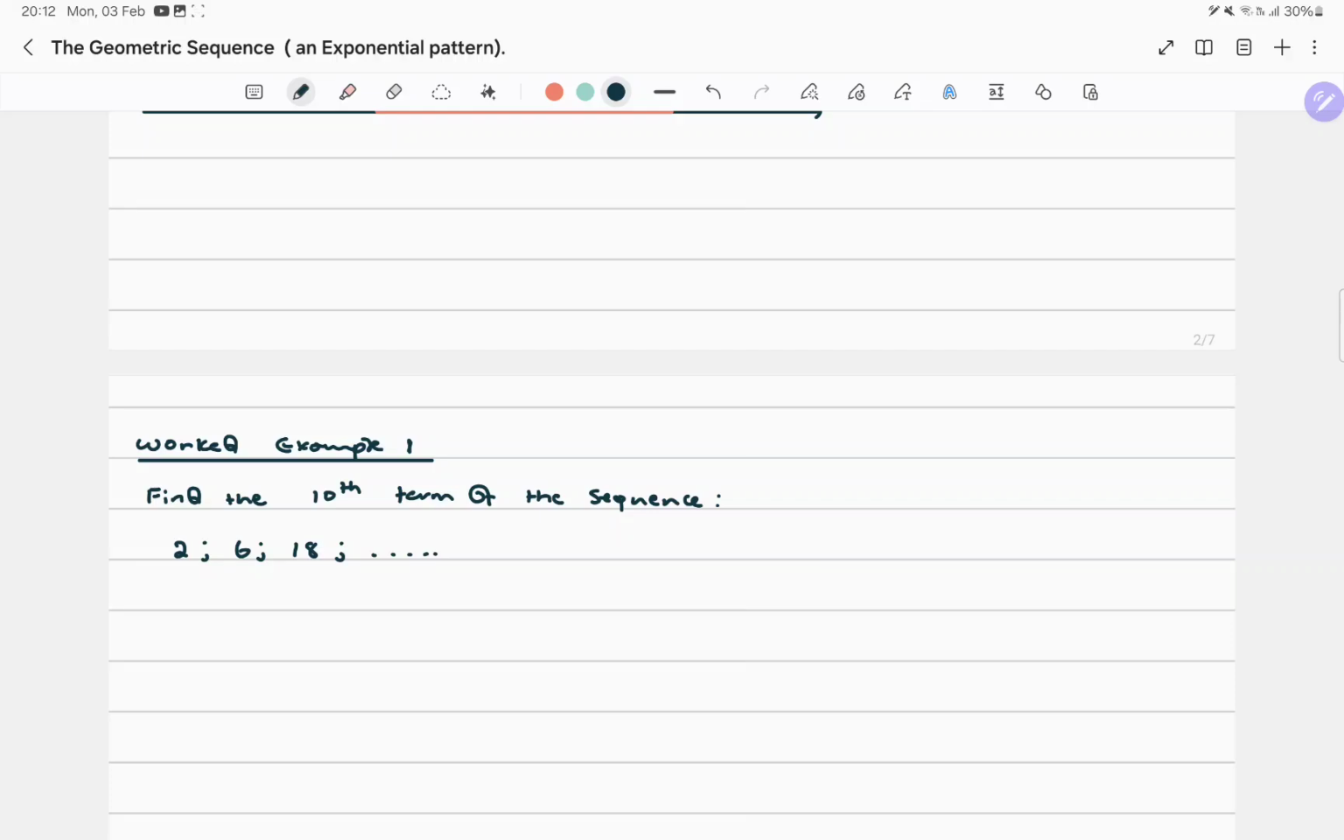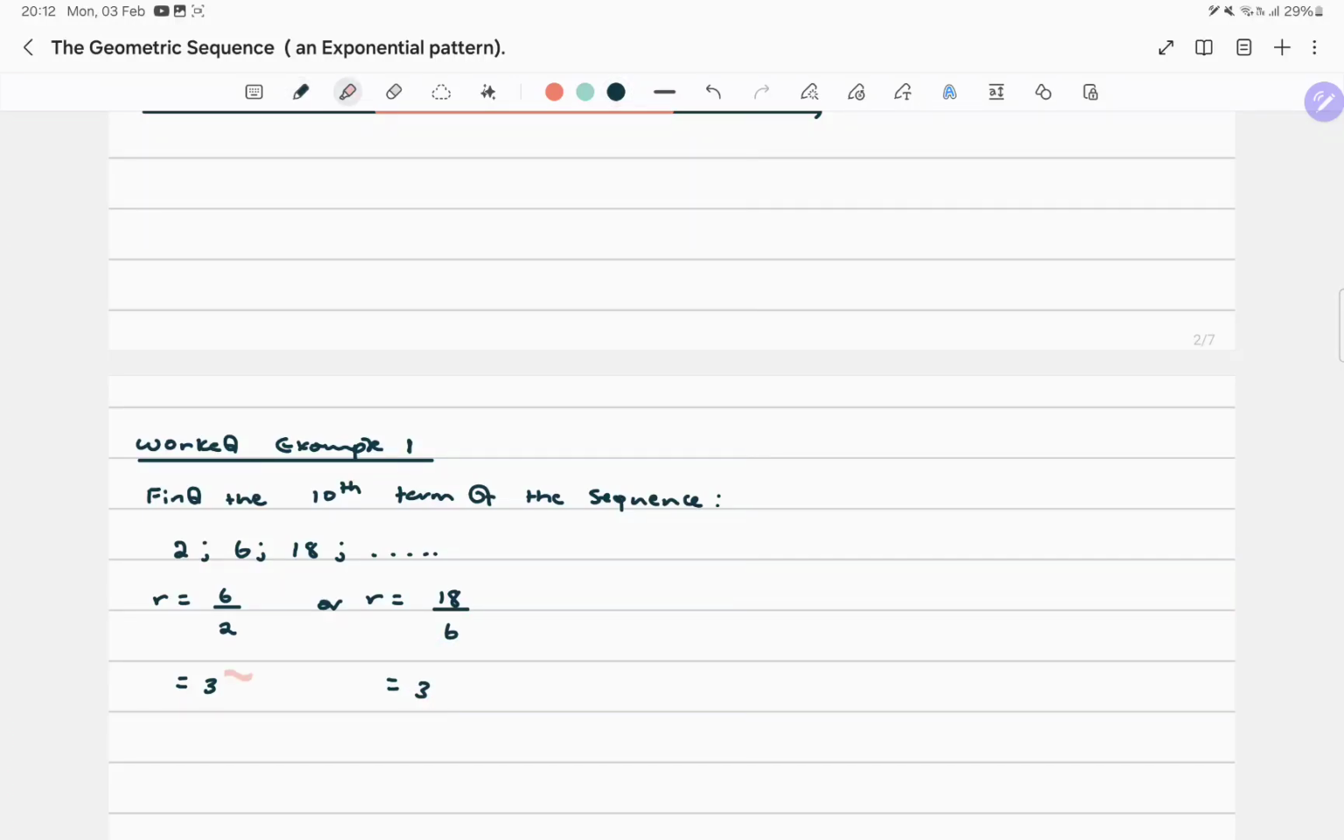Anyway, let's look at a worked example to apply what we have just discovered. The question says find the 10th term of the sequence, and we will see that there's a common ratio of 3 here. But when you don't know, you just check and say r is going to be 6 over 2, which is equal to 3, or r is going to be 18 over 6, which is equal to 3.